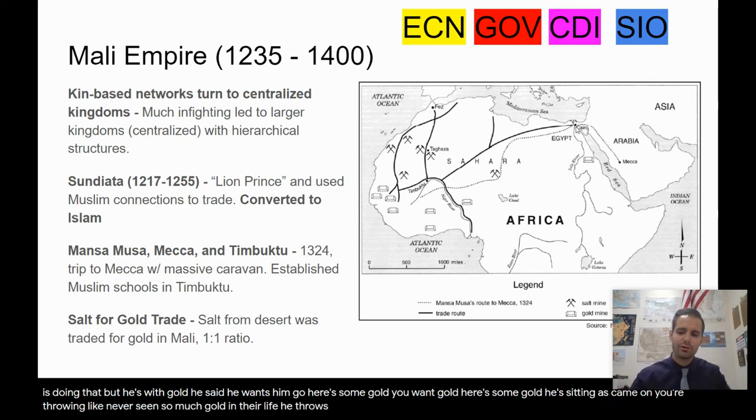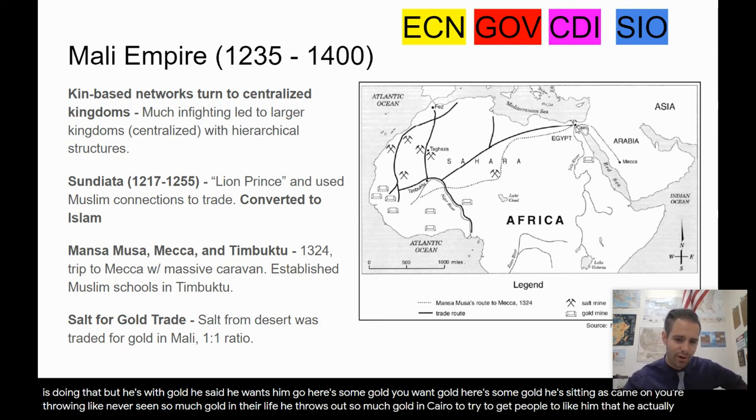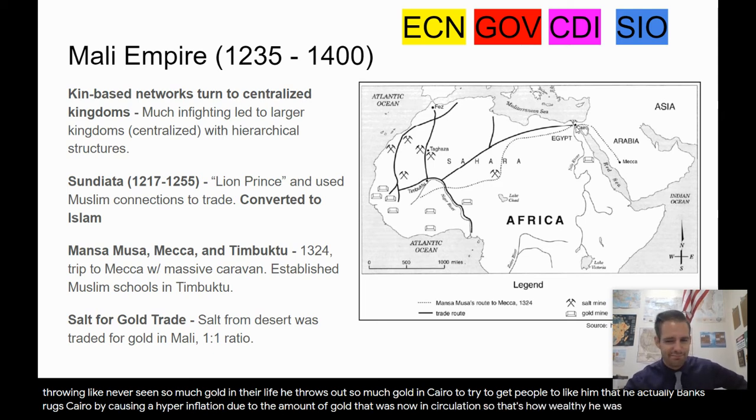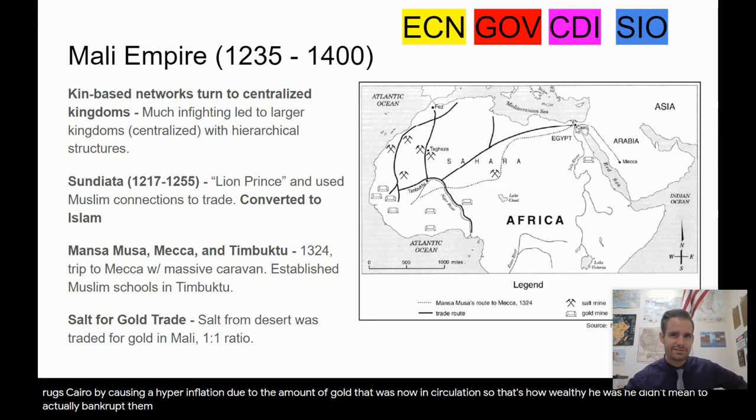He throws out so much gold in Cairo to try to get people to like him that he actually bankrupts Cairo by causing hyperinflation due to the amount of gold that was now in circulation. So that's how wealthy he was. He didn't mean to actually bankrupt them, but he just accidentally did it because that's how much money he happened to have. He gets to Mecca.